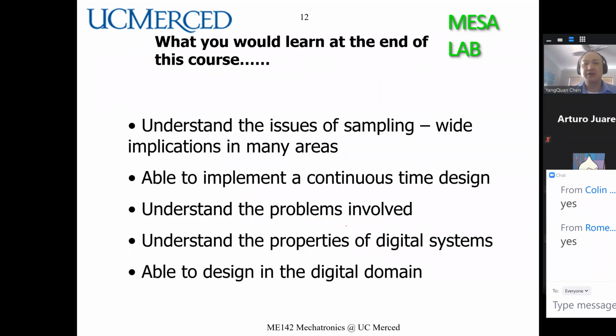All right, so in the end of this module, you should be able to understand the sampling issues with their implications. That means if you do a bad job in choosing the sampling period, or your sampler is not fast enough, what's the consequence? You should be able to implement a continuous time design and understand the problems involved and properties of digital system. You also should be able to design directly in the digital domain.